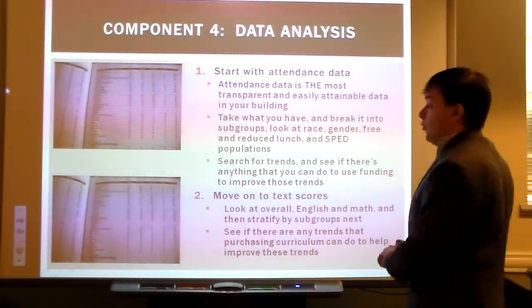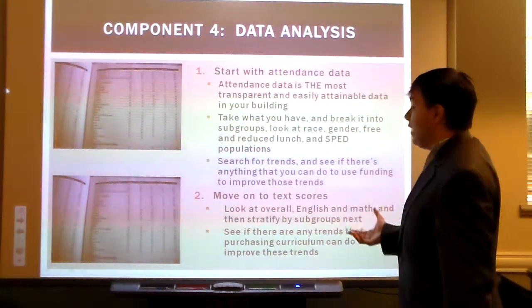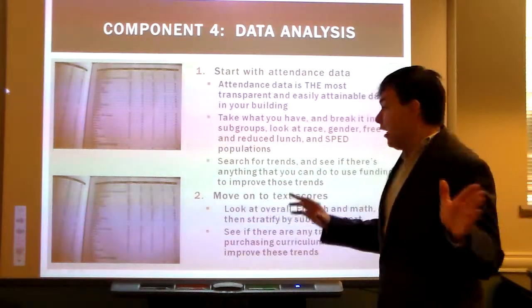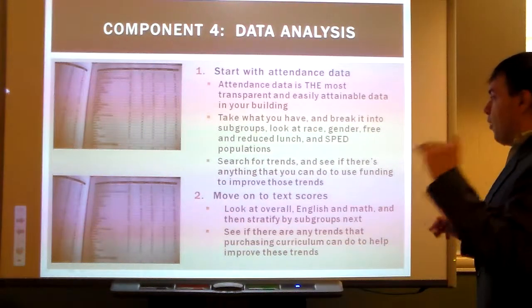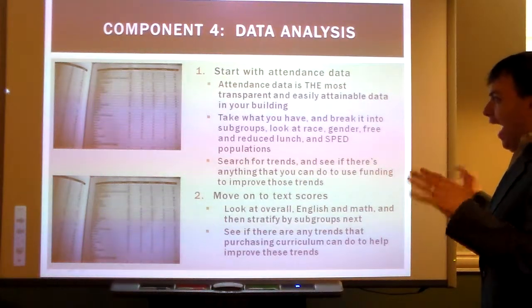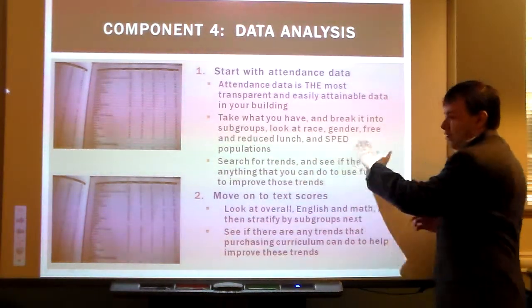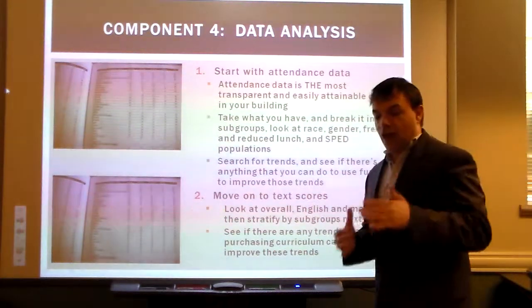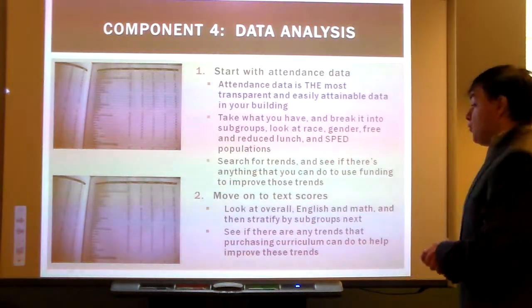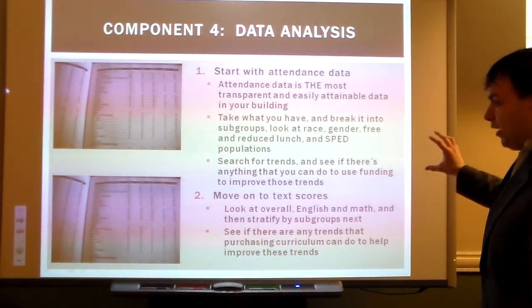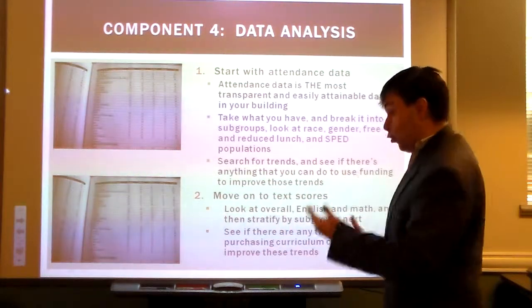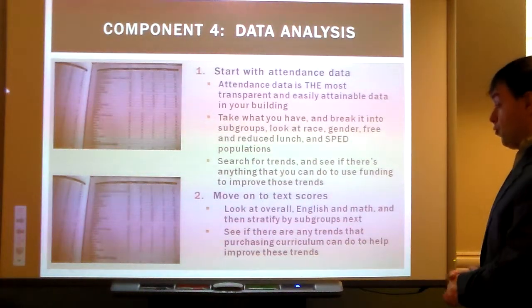Number one, I would do attendance data first. Here's the reason why. It's transparent. Give me 2 minutes in any school district, I can get the attendance data. It's right there, it's in front of you. Take it, break it into subgroups. Everybody always says, look at race, gender, free and reduced lunch. Yeah, you learn more by looking at the SPED population for attendance. That's where you're actually going to see where there are deficiencies and where there could be issues with attendance. If there's anything that you see that pops out at you, like we have a low population of male Hispanics that are going to school, then you should be looking for grants that can possibly fund to improve those trends.